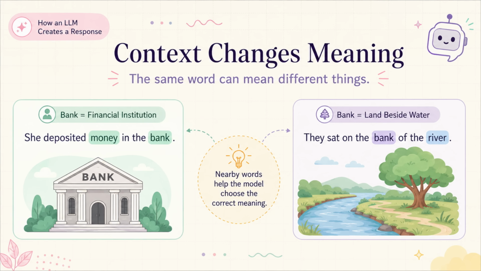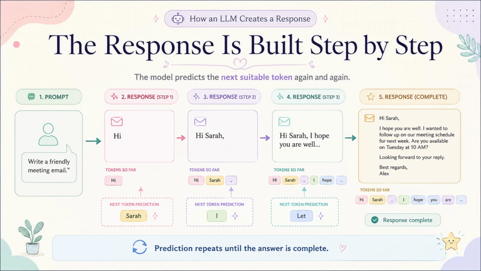Now consider they sat on the bank of the river. The nearby word river changes the meaning of bank. The model uses these relationships and predicts the next suitable token. It repeats this process until the response is complete. So the model creates its answer one small piece at a time.